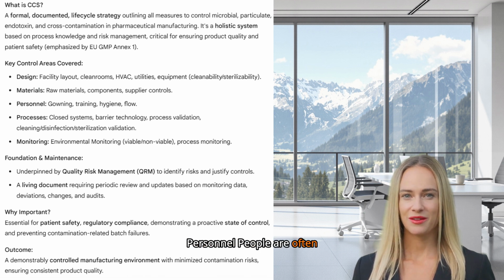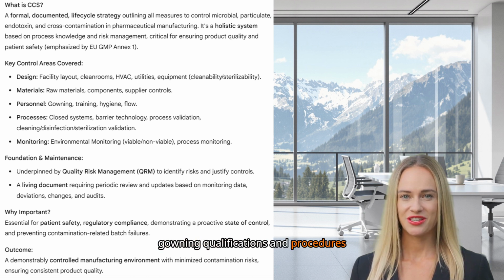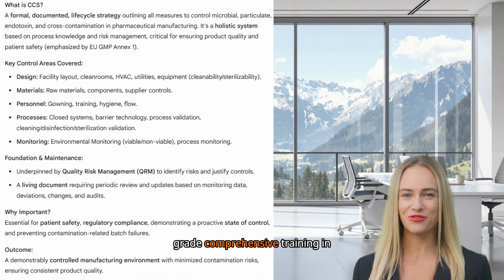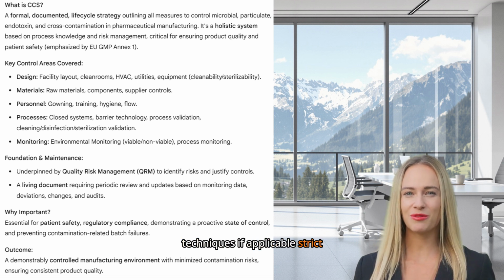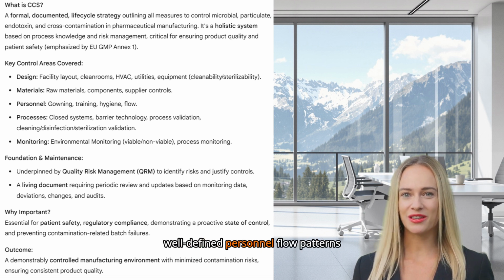Personnel. People are often a major source of contamination. Controls here include rigorous gowning qualifications and procedures appropriate for the cleanroom grade, comprehensive training in GMP, hygiene, and aseptic techniques, if applicable, strict personnel health requirements, and well-defined personnel flow patterns.